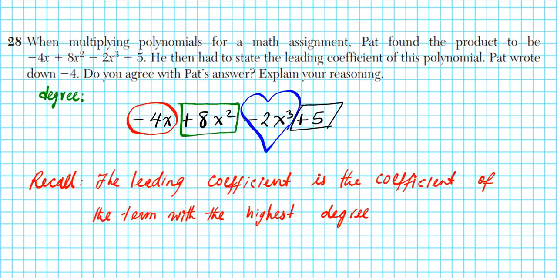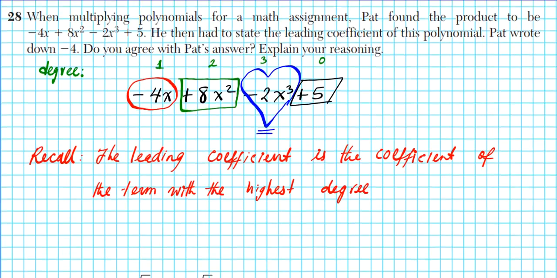For the first term, the degree of the variable is 1, so the degree of this term is 1. Let's change that color to green. So the degree here is 1. The degree of 8x squared, look at the variable degree, 2. The degree here is 3. And then the degree of the constant is 0. Now, which one has the highest degree? It's the heart. Okay? So this one has the highest degree. This is the leading term. Okay? So that automatically helps us to identify what the leading coefficient is.